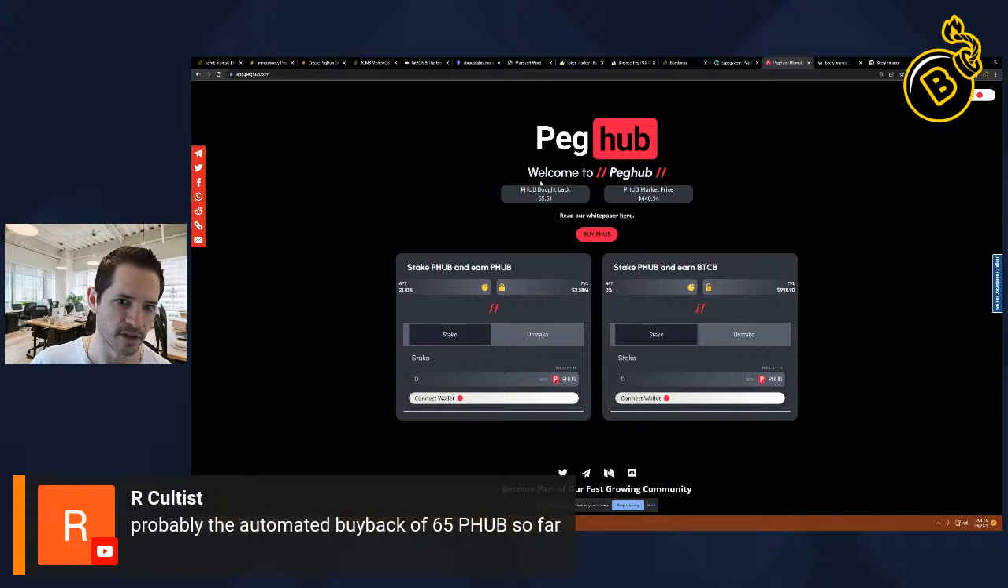10,000 is capped. There's no mint function on the token. There can never be more than 10,000. So if this doesn't go to 10,000 plus at some point, I will be extremely shocked. It'll happen with buybacks by itself.